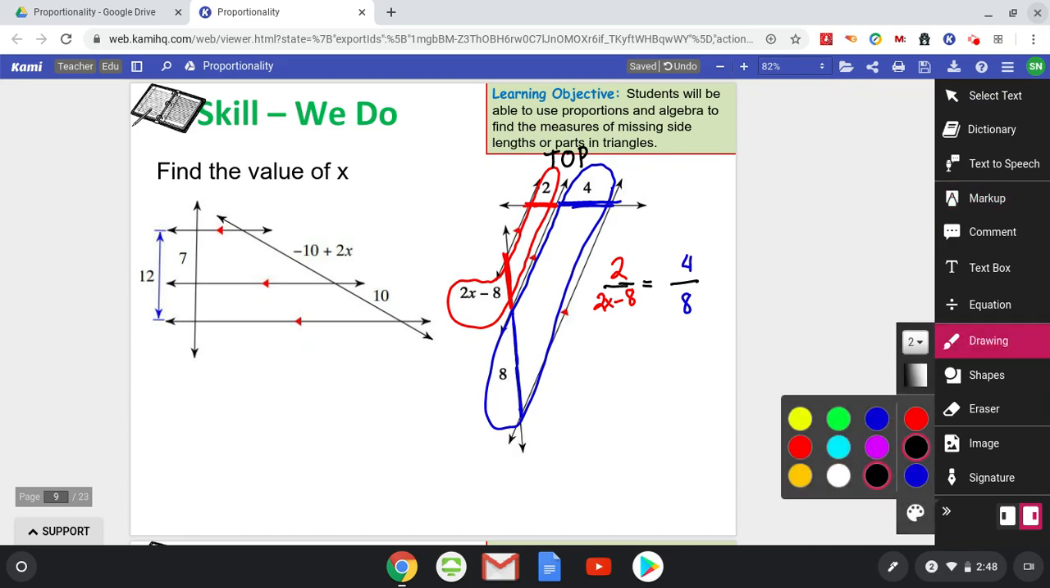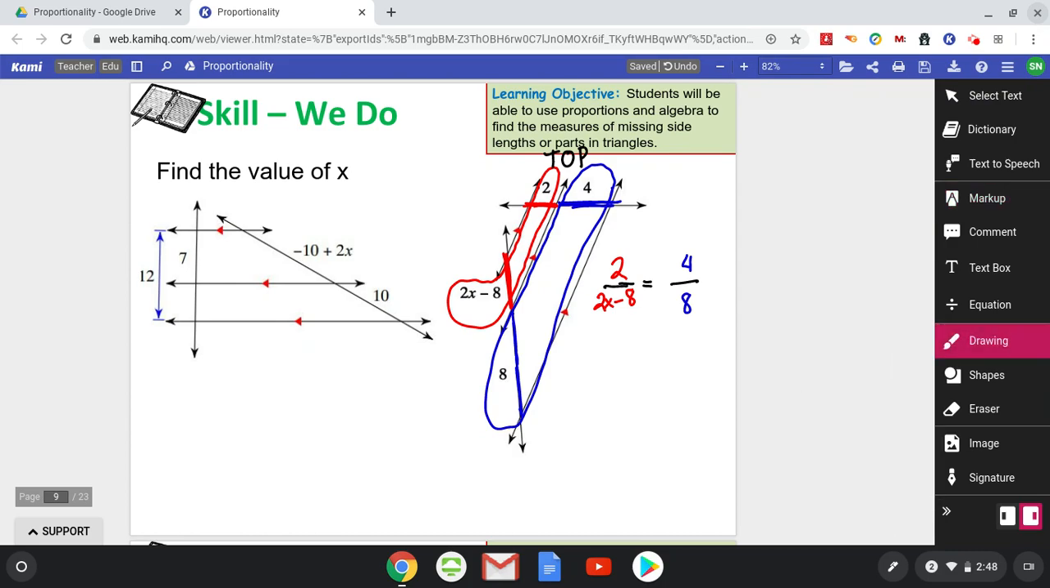Before I cross multiply, however, I will be simplifying the numbers. So on the right hand side, the blue fraction, I need to determine which number divides both 4 and 8. So 4 divided by 4 is 1, 8 divided by 4 is 2. I cannot simplify the two numbers at the top, or at this point the numbers at the bottom.